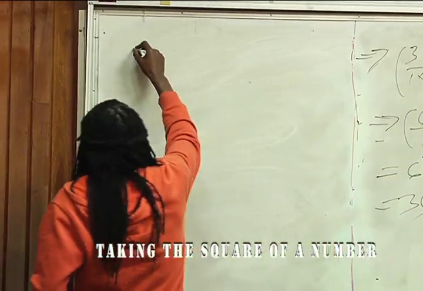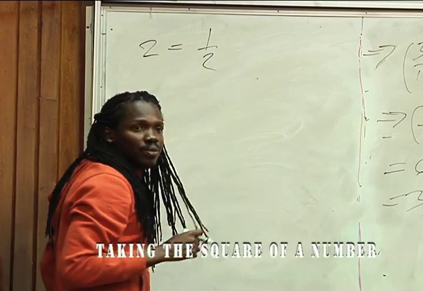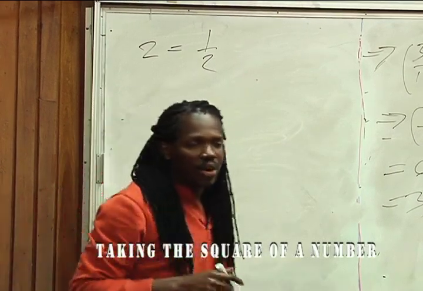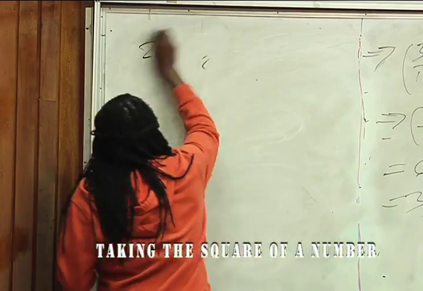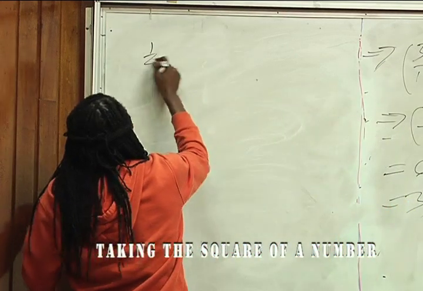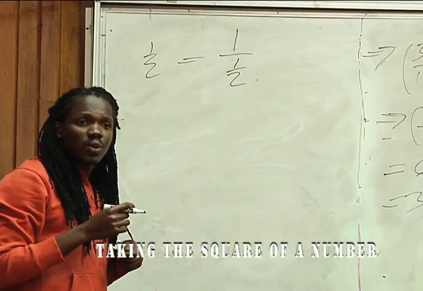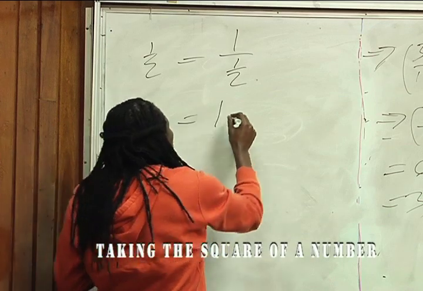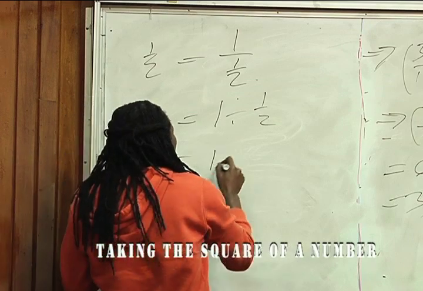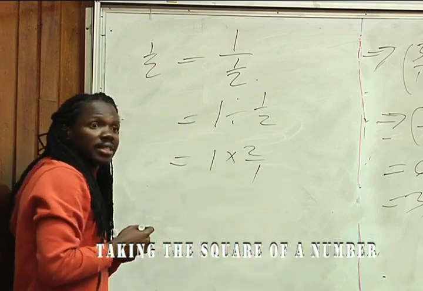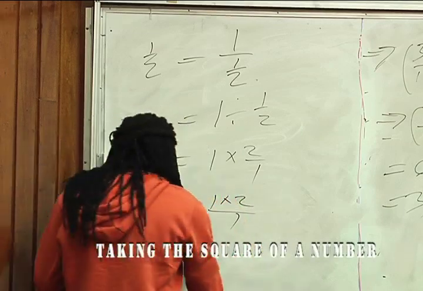Watch it. The reciprocal of 2 is 1 over 2. That's a half. Watch out now. The reciprocal of a half is 2. The reciprocal of a half is equal to 1 over 1 over 2, which is equal to 1 divided by 1 over 2, which is equal to 1 times 2 over 1, which is equal to 2.